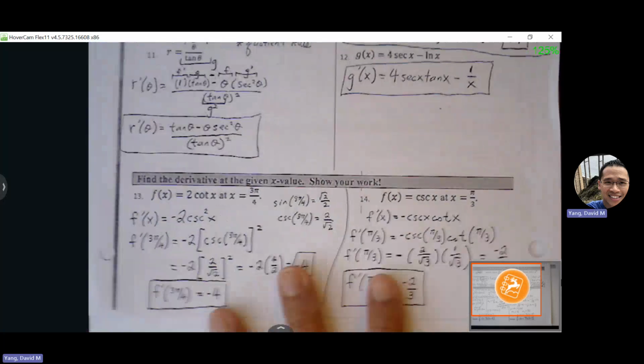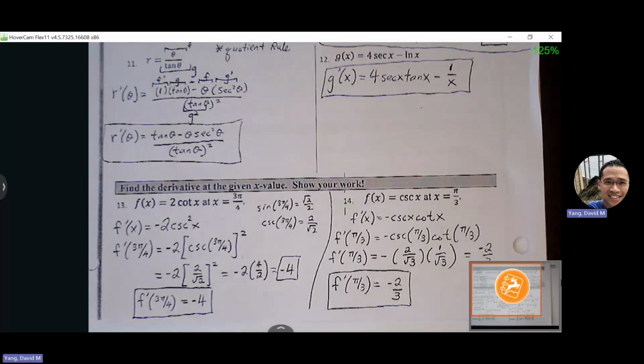Number 13, you're just finding the derivative, evaluating the derivative at that point, knowing your unit circle values. And you can't represent your answer with any trig involved. It's got to be a numeric value. The numeric value doesn't have to be simplified, but it has to be all numeric values.